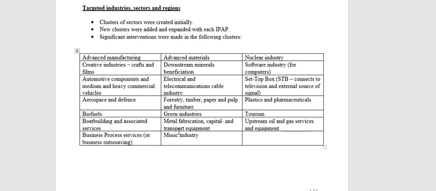Green industries, in other words, environmentally friendly industries, industries that don't have such a big negative impact on the environment. Metal fabrication, okay, again, value-added services. The music industry links in with the creative industries. Nuclear industry was added in IPAP 5. Software industry is part of the ICT. Your set-top box, STB, that connects television and external sources of signals. Plastics, pharmaceuticals, tourism, as identified earlier. Upstream oil and gas services and equipment. All of these areas are areas where the government has intervened to create growth in these industries.